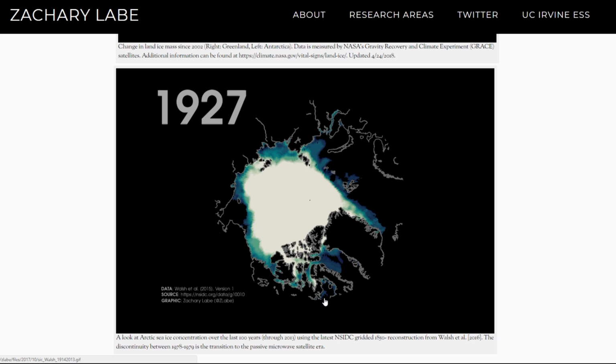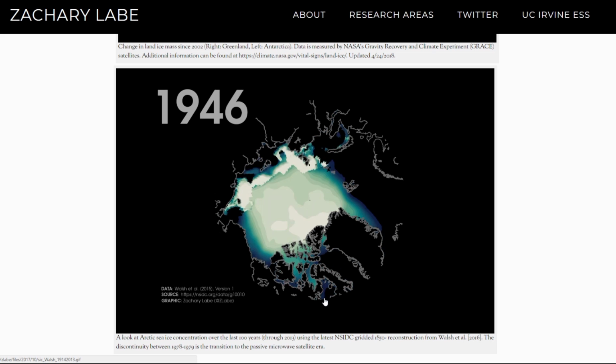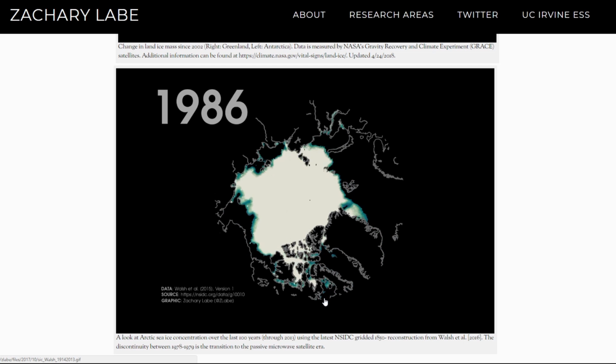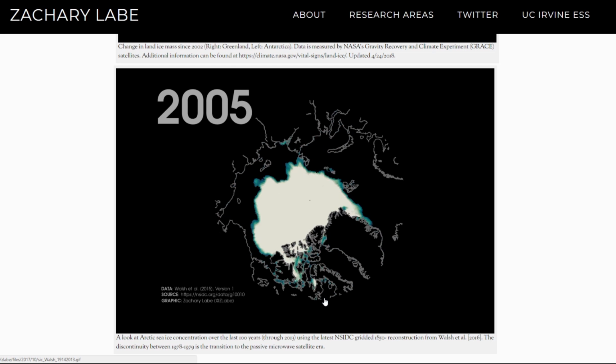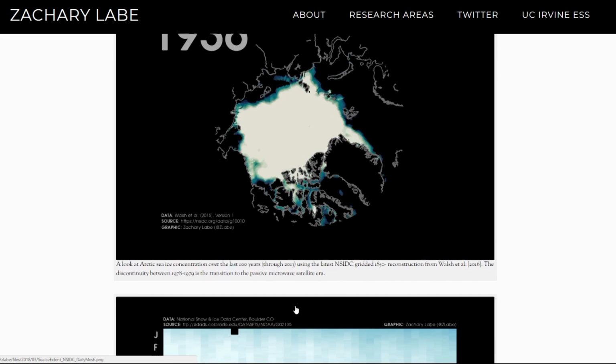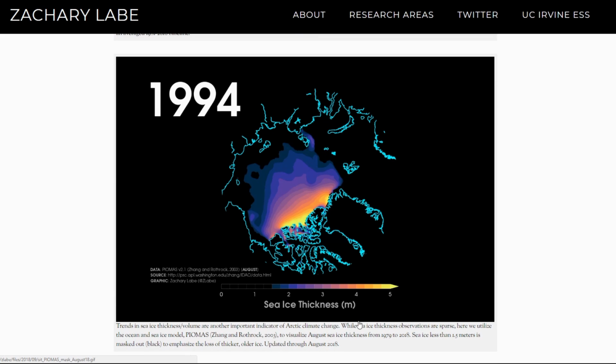Here's another image demonstrating the loss. This only goes up till 2013, mind you. You can see there's not much change as we move throughout the 20th century here, but right when we hit the 21st century, it gets very rapid. Remember, that's just sea ice extent. This one probably communicates it better.